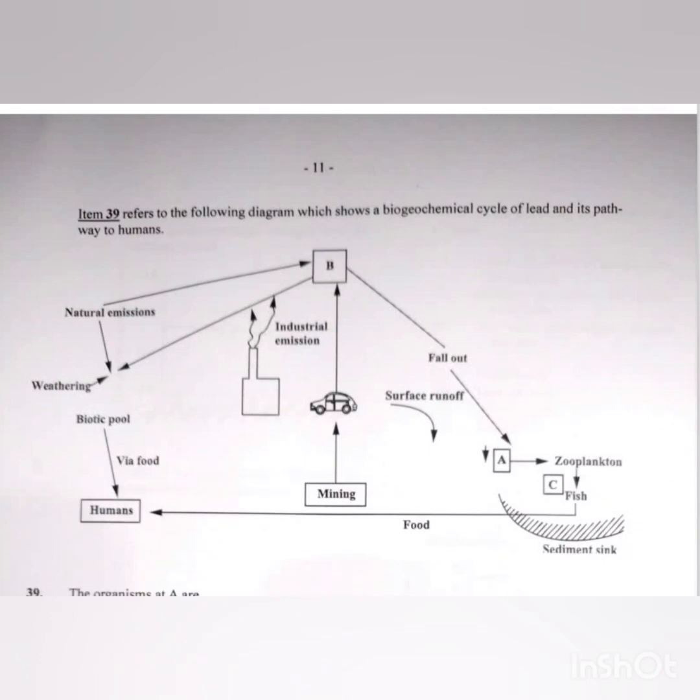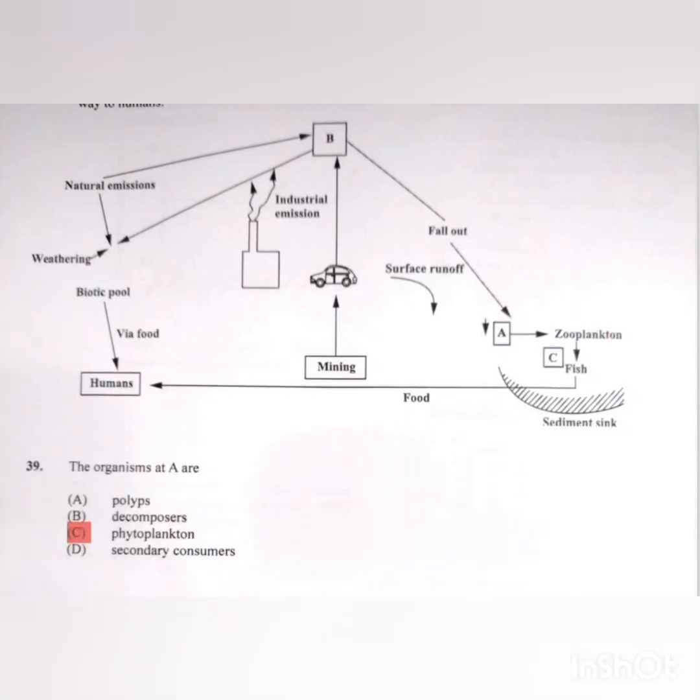Item 39 refers to the following diagram, which shows a biogeochemical cycle of lead and its pathway to humans. The organism at A are C. Phytoplankton.